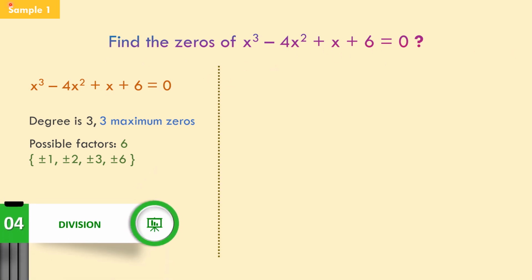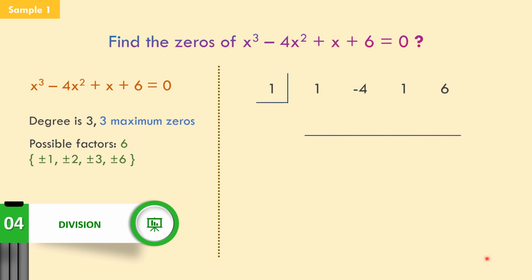Next, fourth step, let us divide using synthetic division. But before that, get the numerical coefficients. The one beside x cubed is 1, then negative 4. Beside x is 1, the numerical coefficient, and the constant is equal to 6. So let us think of the possible factors to divide by, such that the remainder must be equal to 0.